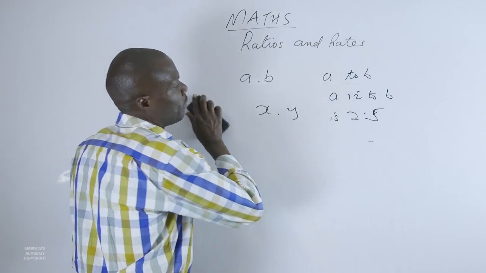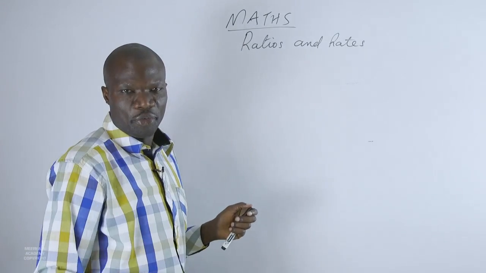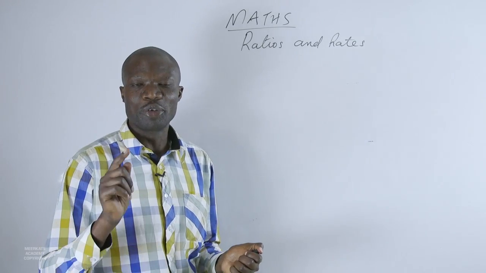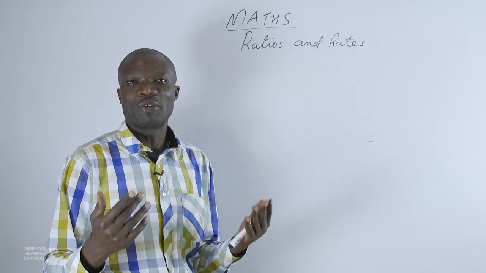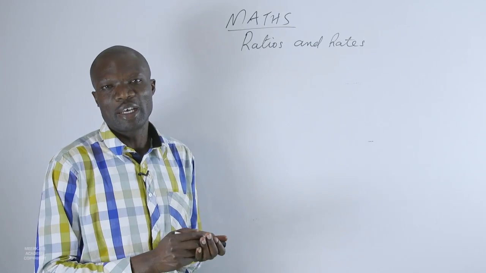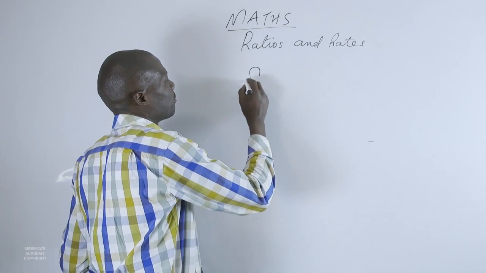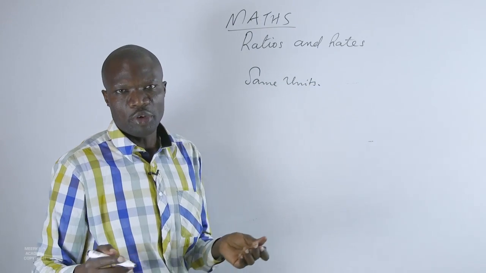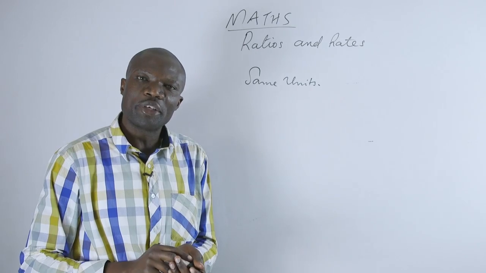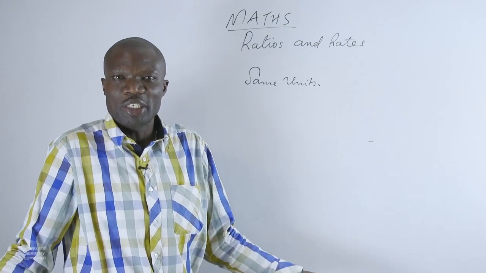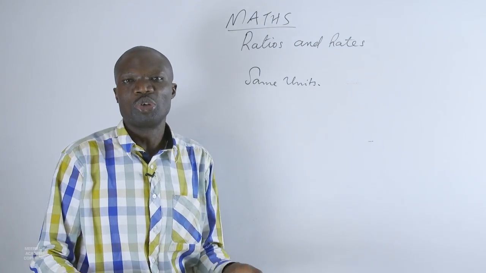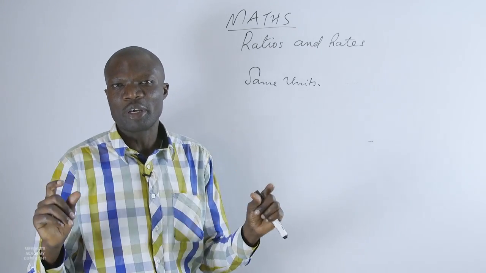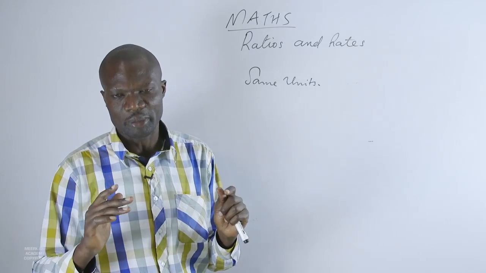And before the ratio is written, it is very important for you to check and confirm that this ratio has the same units. Like if we are looking at measurements, we cannot write a ratio of kilometers to centimeters, millimeters to deciliters, meters to kilometers. No. Convert and make all the units to be the same.